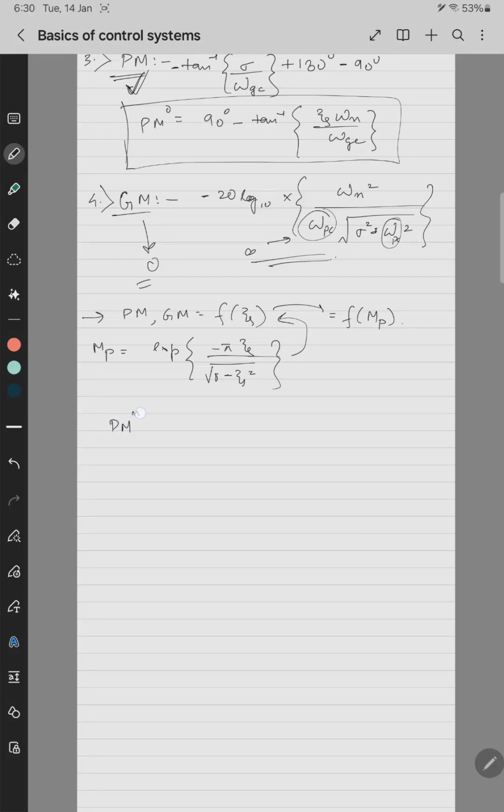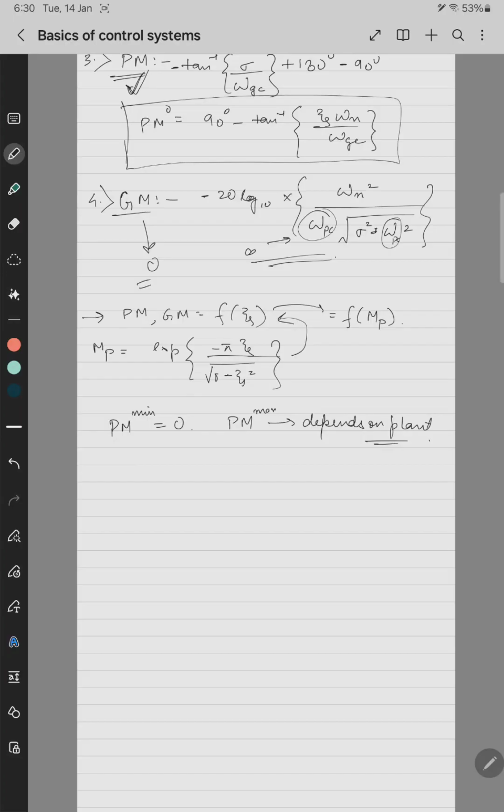So PM minimum equals 0, and PM max depends on the plant, on the plant transfer function. It can be in the range of 0 to 90 degrees, 0 to 45 degrees, or 0 to 180 degrees.